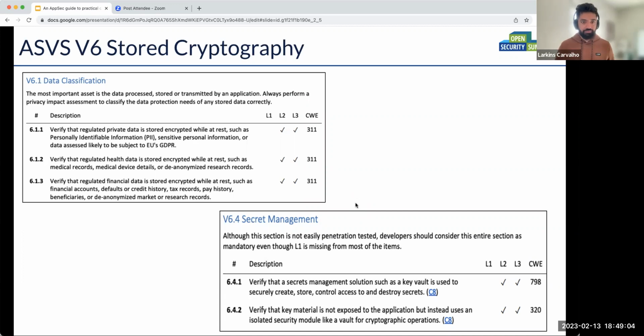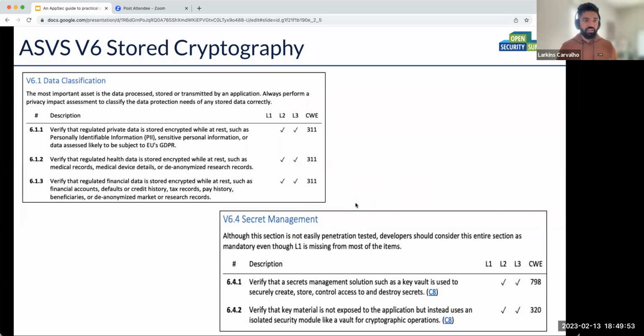Let's take a look at secret management 6.4.1. This one is: verify the secret management solutions such as key vault are used to securely create, store, control access, and destroy secrets. If we have a secret management solution, it is easy to do key management lifecycle work. Verify the key material is not exposed to the application, but instead uses isolated security modules like Vault for cryptography operations. Some operations like key generation should be done in a secure environment, in isolated security modules which are specifically designed for them.